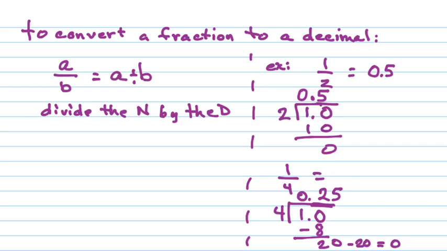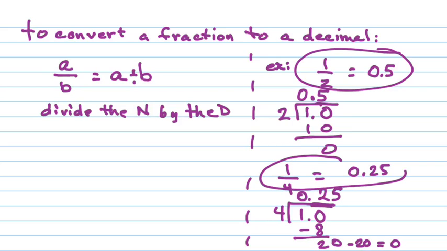So 1/4 is the same as 0.25. These are examples of some standard or frequent decimals that happen a lot. You're going to see them all the time. So you need to know that 1/2 is what as a decimal? 0.5. 1/4 is what as a decimal? 0.25.